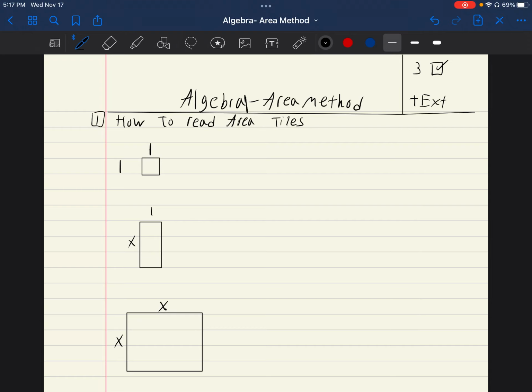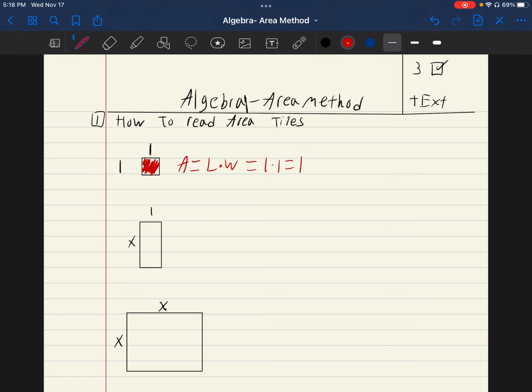So for the first part, in the first tile, we have a 1 by 1. With this, we want to show how to read area tiles. So first we want to just shade the tile, because we want to show how to read an area, and an area is just length times width. In this case, our area will be 1 times 1, which is just 1. So our area unit will just be 1.